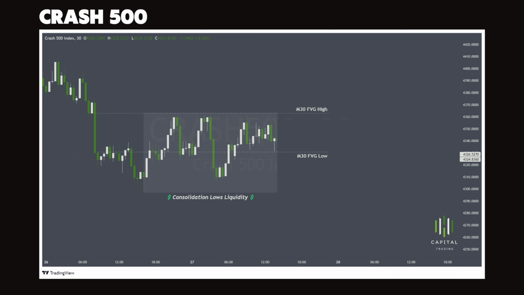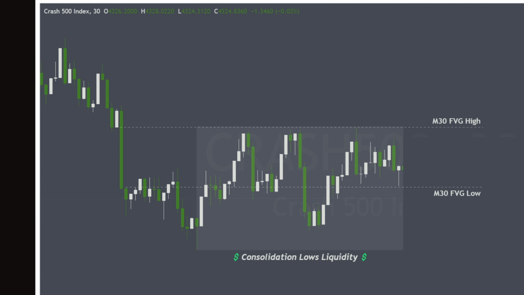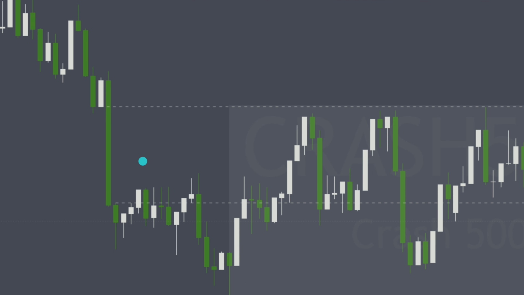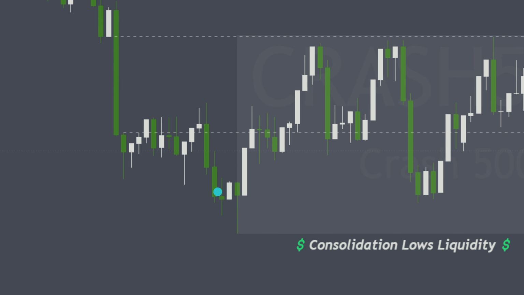Now let's jump into Crash 500. This is our first example. We had Crash 500 dropping to the downside. When they dropped, they formed this fair value gap up here. This fair value gap was used to keep price in range because price later came back to it. Then they started moving sideways.